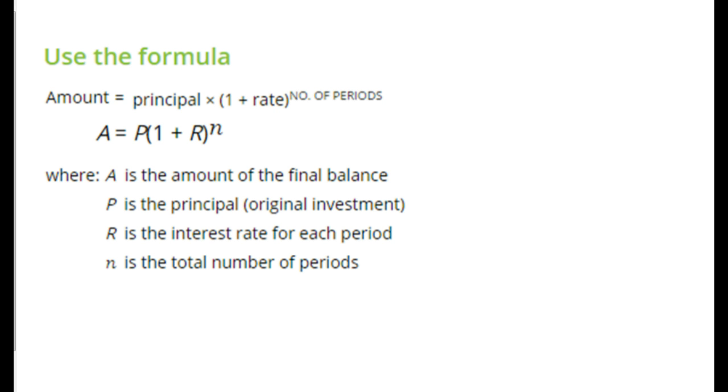Now that's a really key thing to remember. So A is the amount of the final balance, P is the principal or the original investment, R is the interest rate for each period, and it needs to be as a decimal, and N is the total number of time periods. Okay, let's have a look.